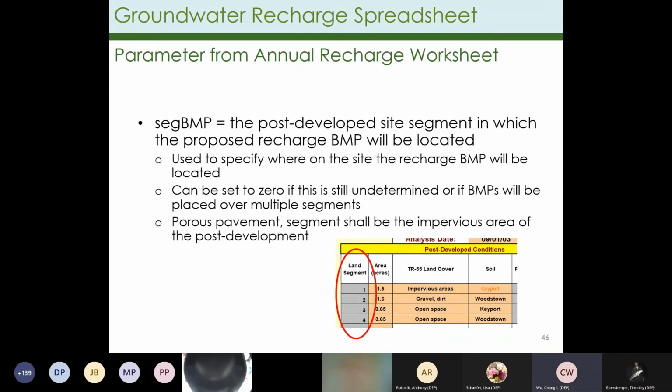And if you are in the early stage of just the planning of the site, you may use 0 in the segment BMP, but when you have a clearer idea where the BMP is to be, you should put the correct segment number as you see in the first page. And for the post development, the segment should be the impervious area of the post development.